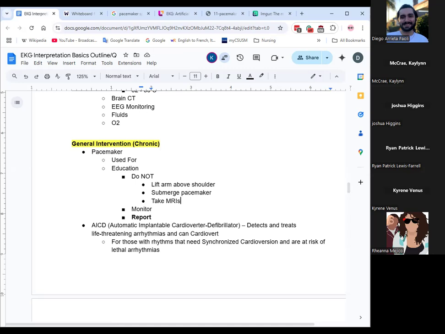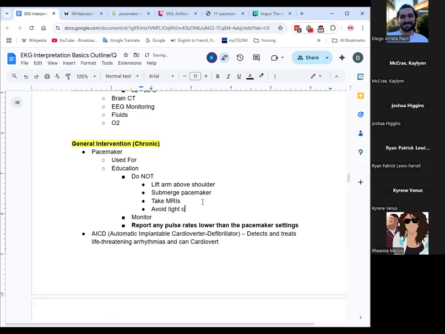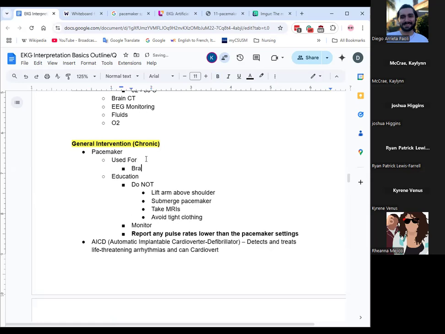And I think early on, yeah, avoid magnetic fields kind of goes with it. Educate how to take radial pulse. Yes. So definitely you're going to be reporting any pulse rates lower than the pacemaker settings because that means it's not really working effectively. So yeah, education. Avoid tight clothing, yes.